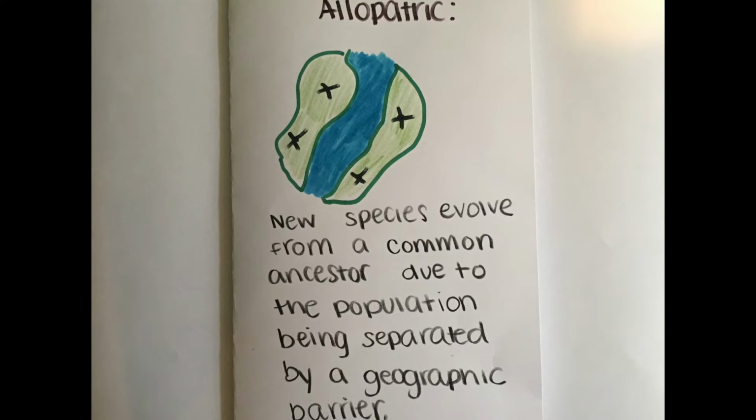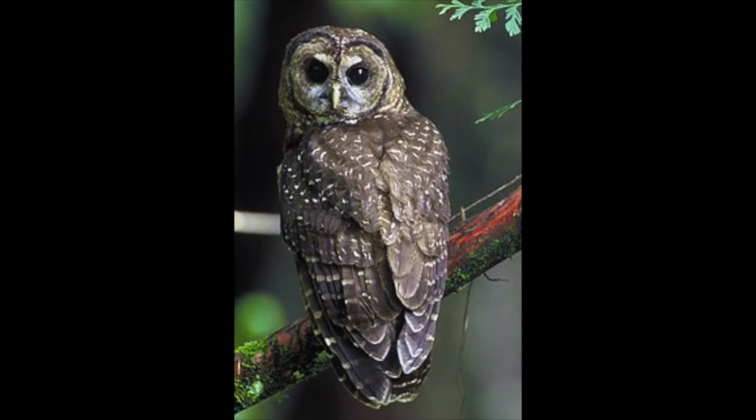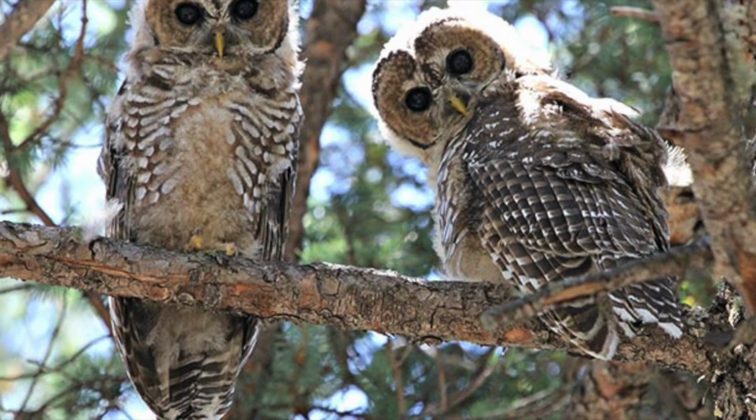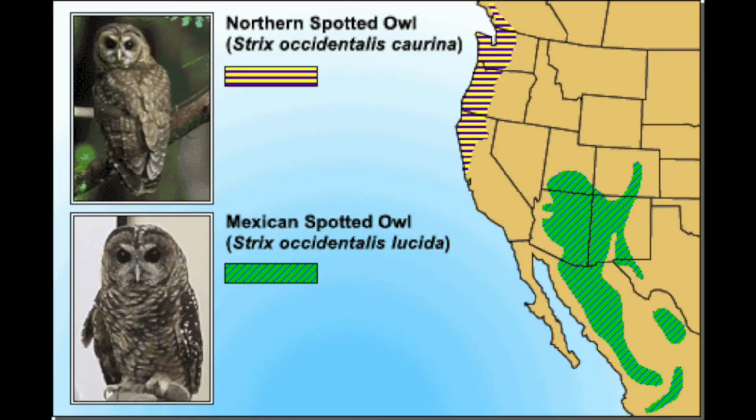To refresh our memory, allopatric speciation is when a new species evolves from a common ancestor due to geographical isolation. You will notice that this is similar to sympatric in that there is an initial isolating mechanism and then an accumulation of mutations resulting in adaptations for each subgroup-specific environment. We are going to discuss two subspecies of the spotted owl, the northern spotted owl and the Mexican spotted owl. The northern spotted owl is found in northern parts of California, and the Mexican spotted owl is found in parts of Mexico and southern United States.